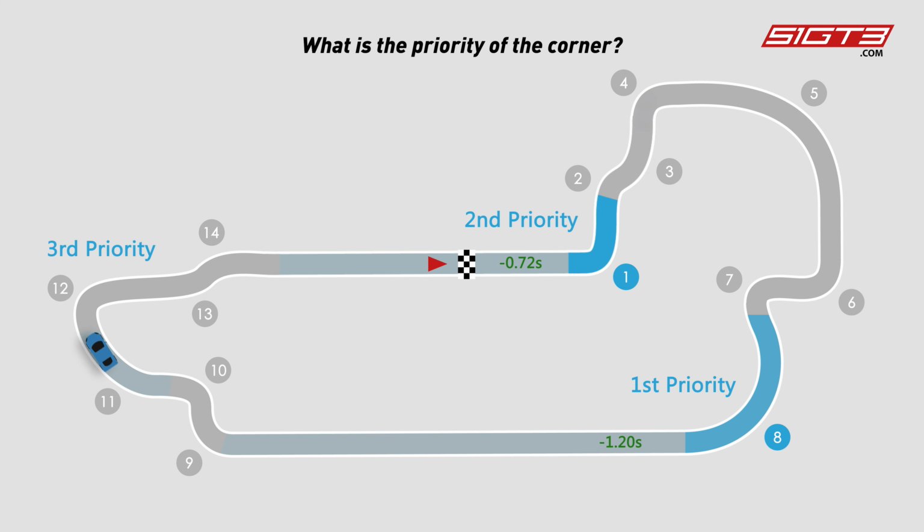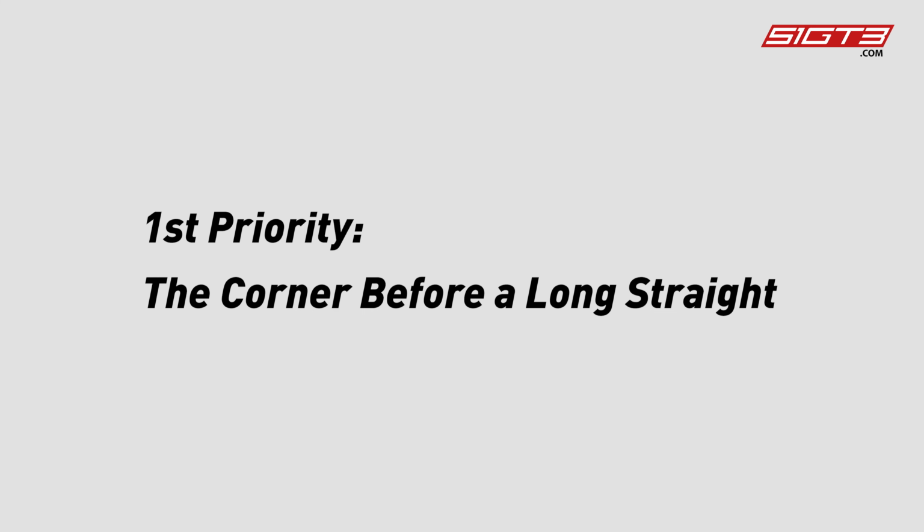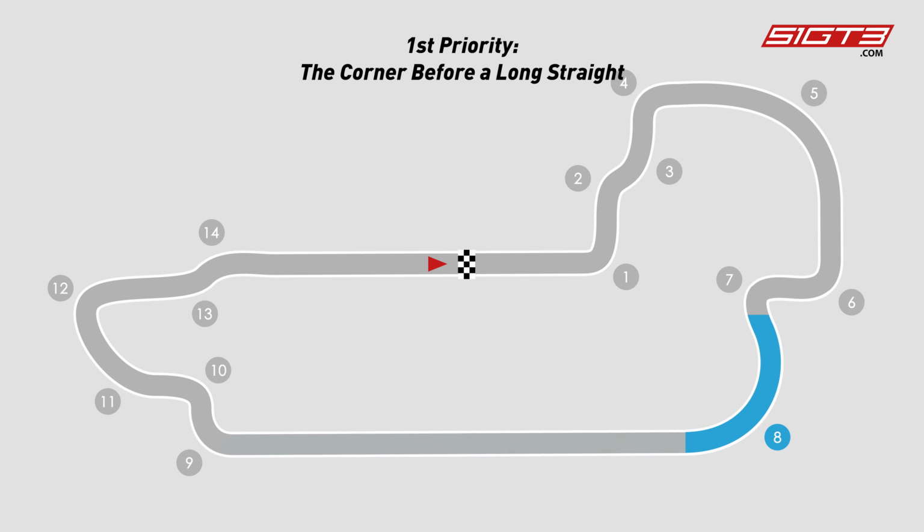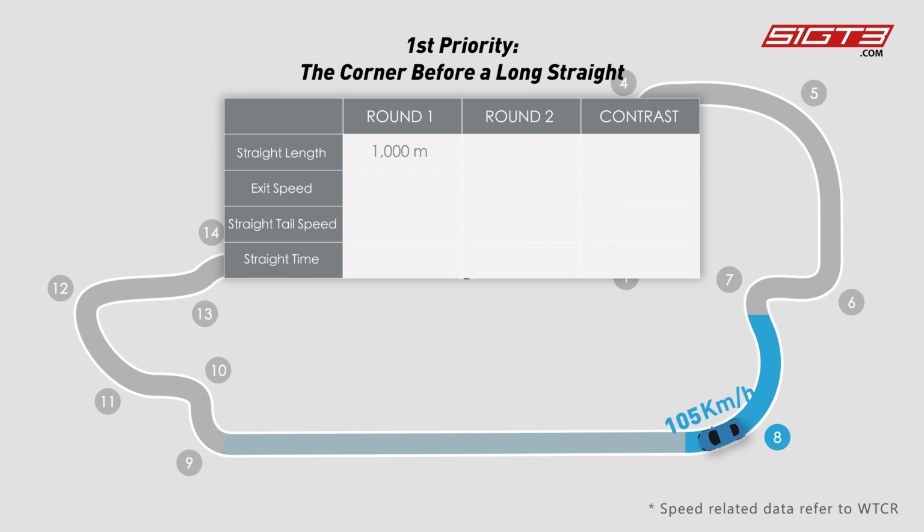Next, let's take a deeper look. Corners usually connect to different sectors, so the priority of each corner will be different. First of all, for most tracks, the top priority must be the corner before a long straight. Take corner 8 as an example. The long straight after this corner is the fastest and longest sector on the entire track. After exiting corner 8, the car will fully accelerate and drive through the longest straight sector of the entire track at high speed.